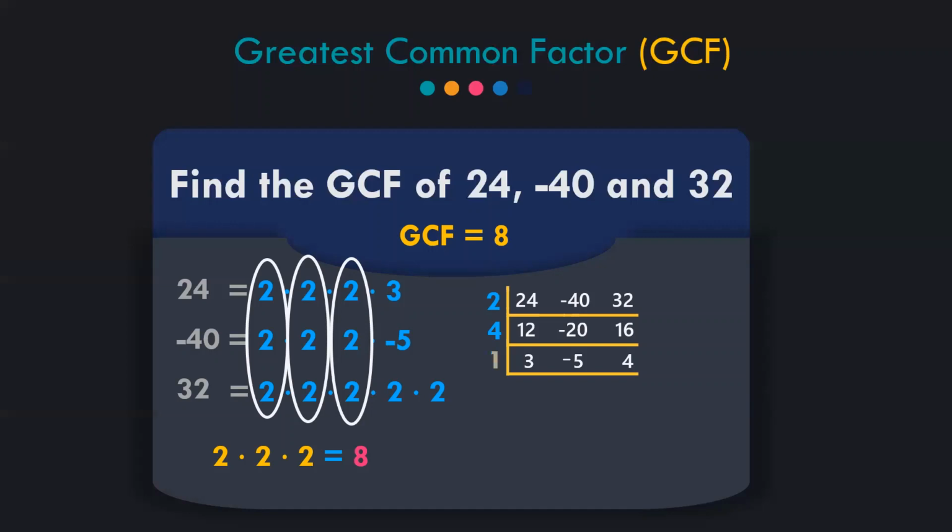Okay? And since nakuha na natin si 1, ang ibig sabihin yan ay nakuha na natin yung GCF. So again, all we need to do is to multiply the numbers outside the sled. So we have there 2 times 4 times 1, and that is equal now to 8. So again, the GCF of 24, negative 40, and 32 is 8.